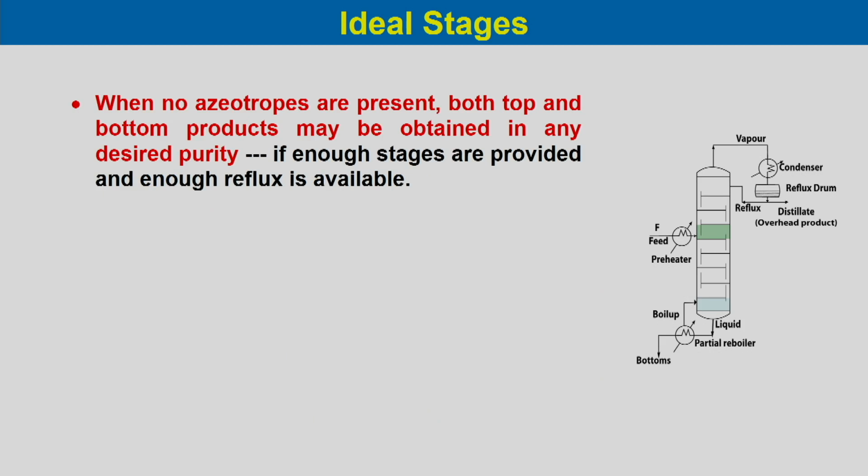So, when no azeotropes are present, both top and bottom products may be obtained in any desired purity if enough stages are provided and enough reflux is available. So, depending on the number of stages and depending on the reflux, any desired purity of the product we want, we can achieve using distillation.